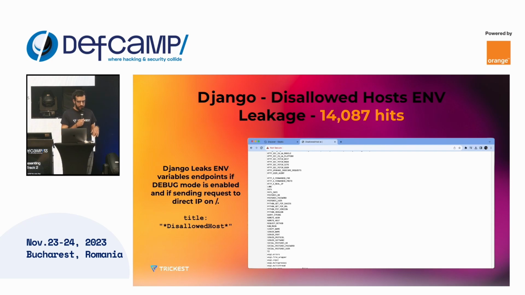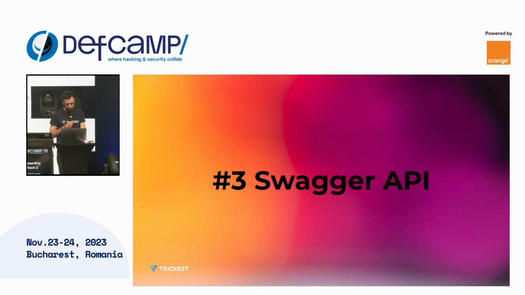Also, there is the ALLOWED_HOSTS variable in Django, which allows Django to be opened from a certain host name. But if no IP is in those allowed hosts and the debug mode is enabled, then again, like Laravel, it leaks out the environment variables. And again, it's secret keys, access keys, and a lot of endpoints.